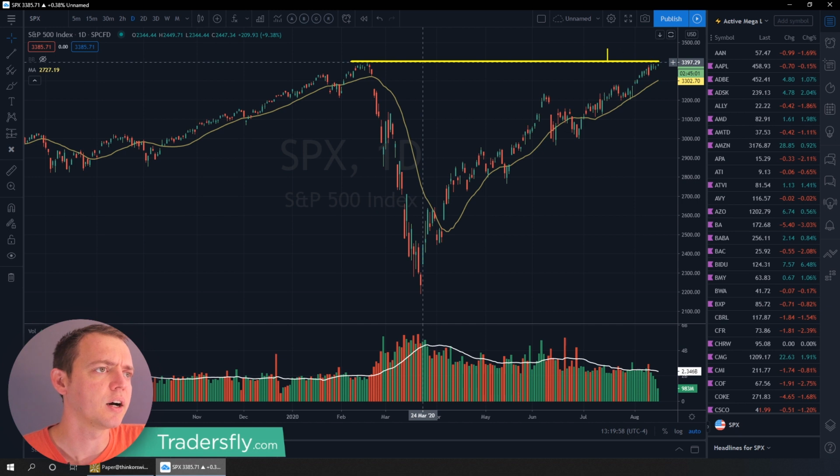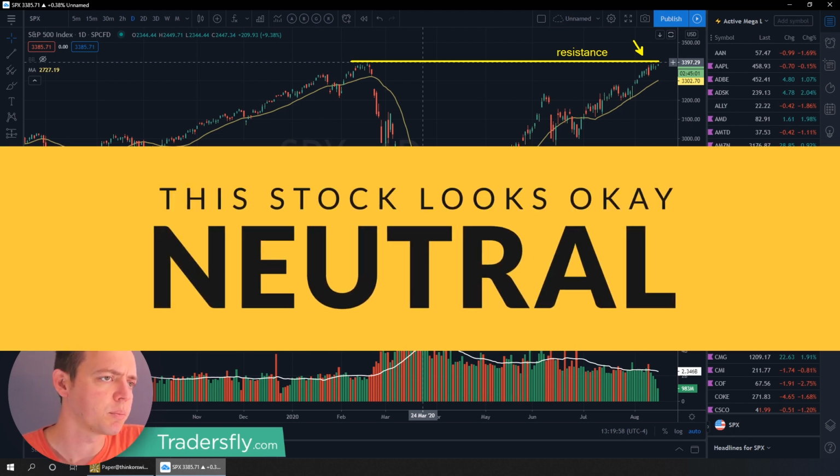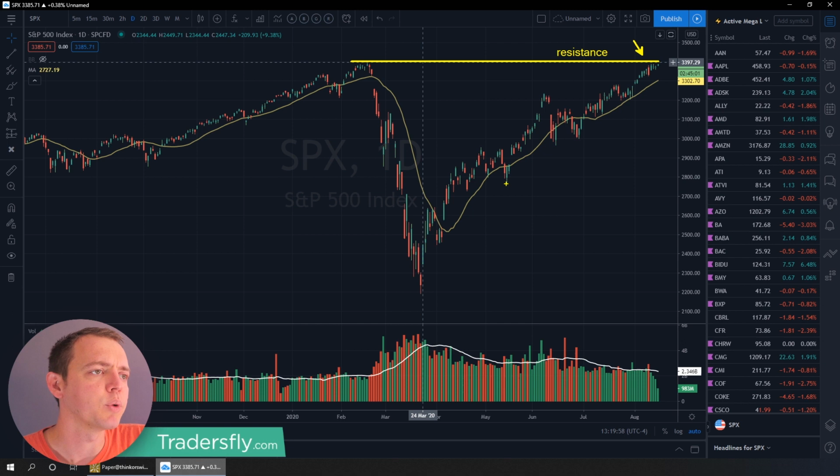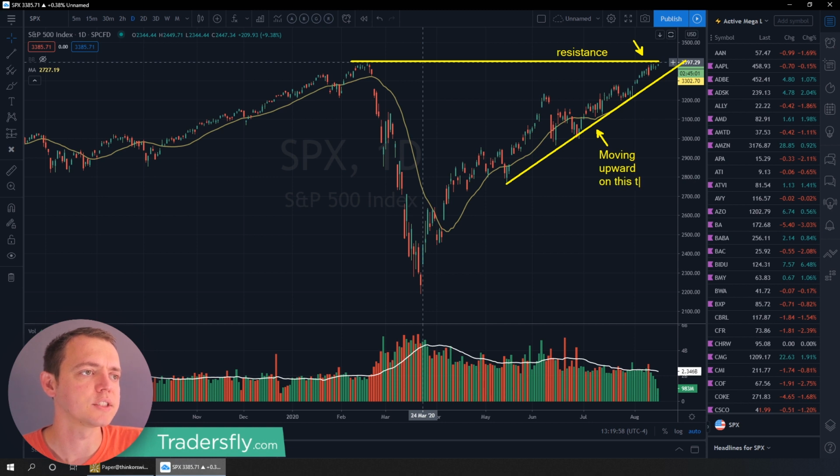S&P is coming in right here. We're basically right at resistance. So if you take a look at this, you're right at resistance. And for this reason, I'm just neutral on the market. It's quite possible that we could continue to accelerate and move upward on this trend line. And we can continue that path, and we can continue to move to the upside.